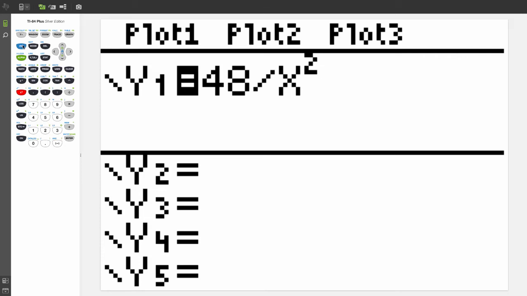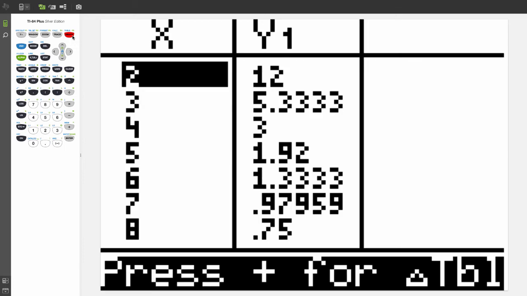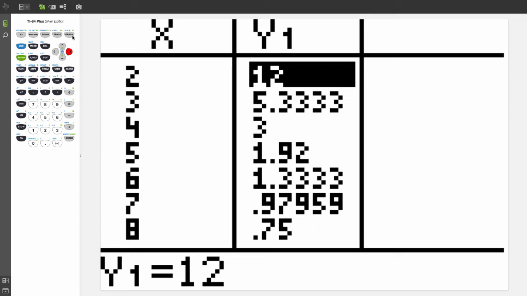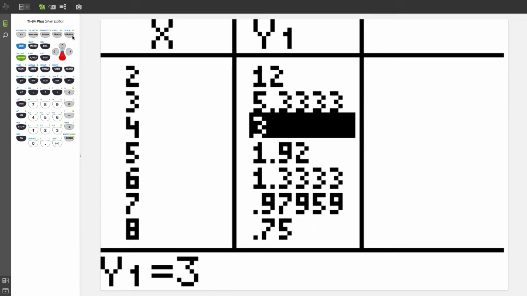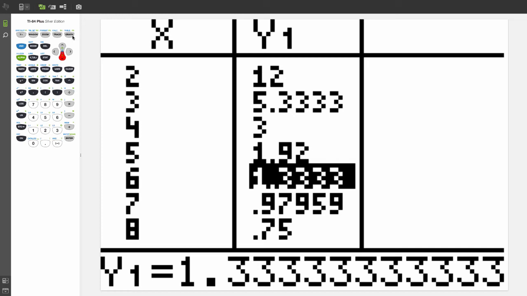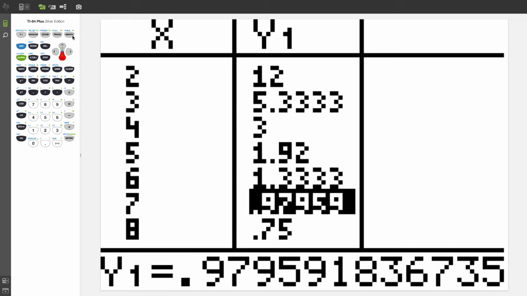48 divided by x squared. Second graph. What you need to do to be very careful, however, is make sure you scroll down to the bottom of your table so that the y values are less than 1. You would agree that that's it, right? 0.979. That's like going to the bottom, I say.